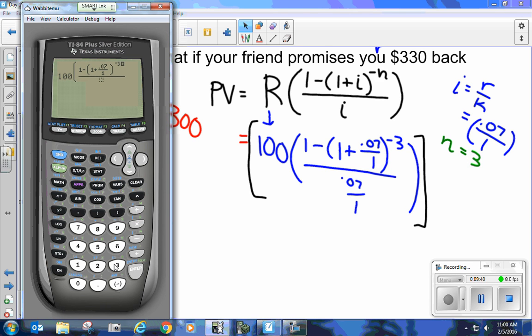It's negative 3. I'm done with the numerator. I'm down to the denominator, and it's another fraction. I put 0.07 over 1. I come to the end here. Bang. That is exactly as we wrote it in blue, it is now in the calculator. So enter it and tell me what you get.